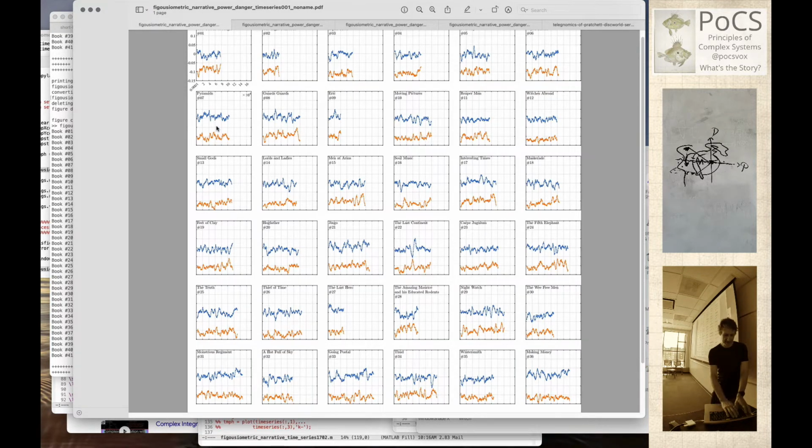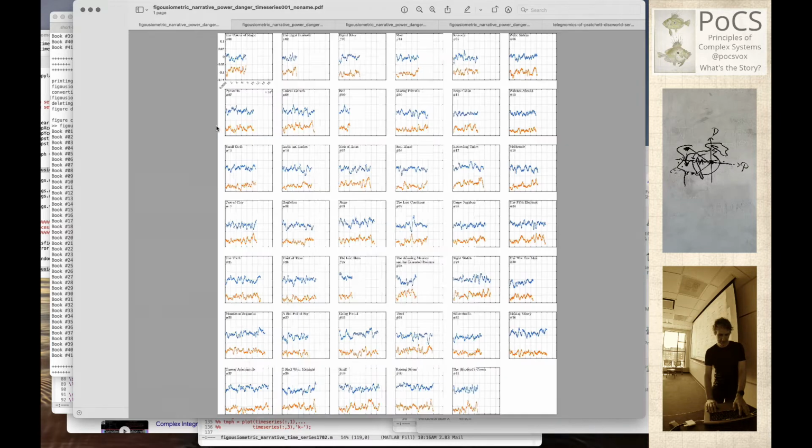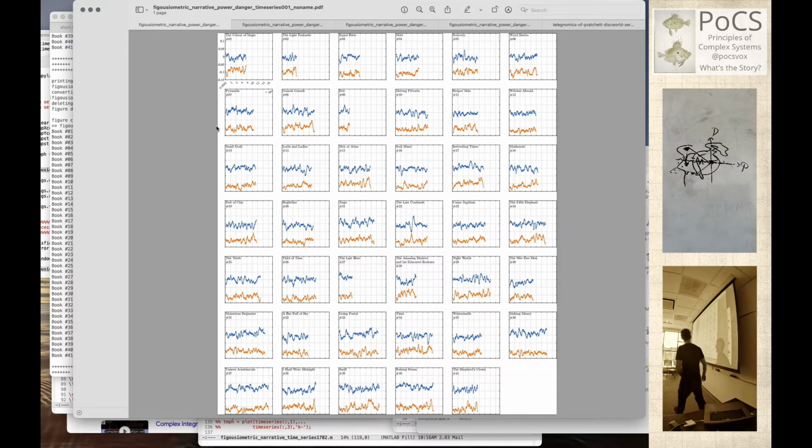These are just all the power-danger curves for the Discworld books. Power is the top one, and danger, so that's just a raw thing. And I know I have what the histogram kind of looks like, and then the SVD thing. I'm trying to build up what's the good set of stuff that we want. So this is a basic thing.